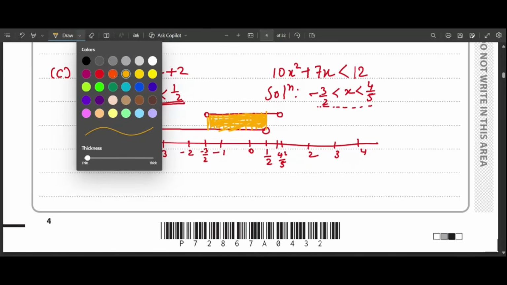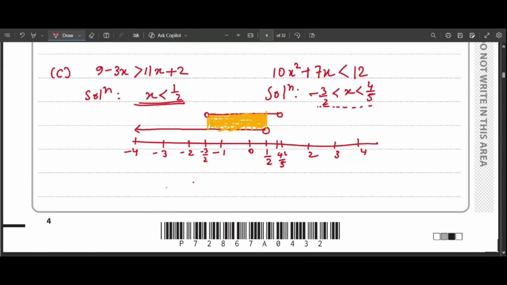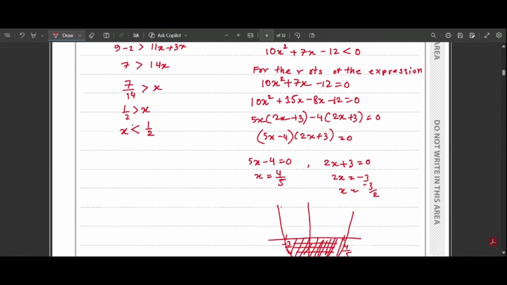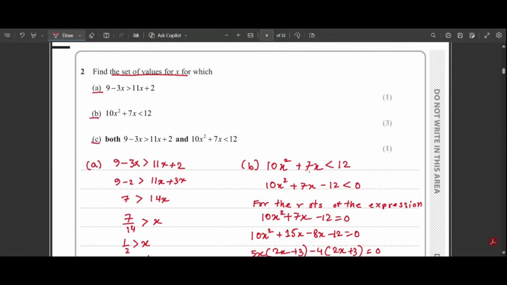So we can write the range of values that will satisfy both our inequality in A and inequality in B will be x is greater than minus 3 by 2 but less than half. And this is our answer. We have used the boundary points for our shaded area to write out the range of x from the number line. So this will be our answer to part C. And this concludes our question number 2.